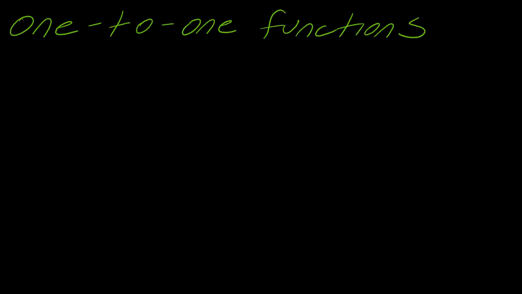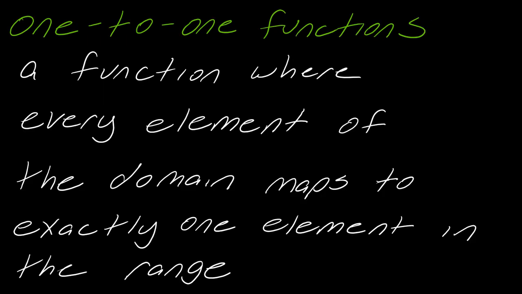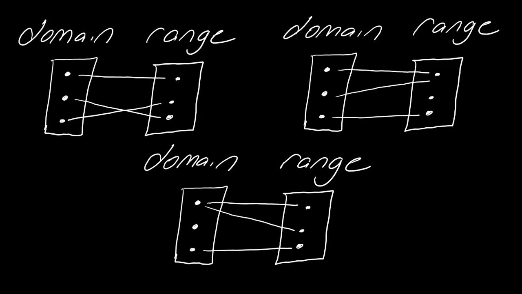So a one-to-one function is a special type of function. This is a function where every element of the domain maps to exactly one element in the range. Now, I think the easiest way to explain these relationships is actually with pictures. I talked about this in a different review video, and I'll just review it here. With any relation, you have a domain and range. The domain are your inputs, the range are your outputs, and this is describing that relationship.